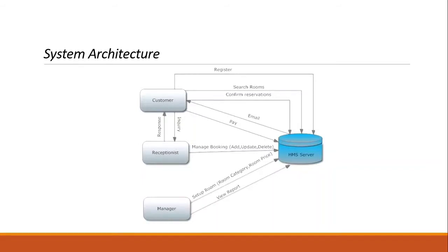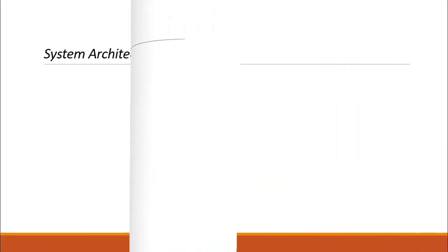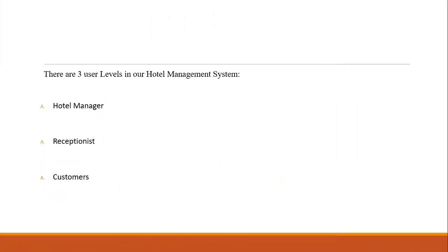The manager sets up the room category and room price, and views the report from the server. The customer can directly mail and pay to the server, as shown in the system architecture diagram. There are 3 user levels in our hotel management system: hotel manager, receptionist, and customers.